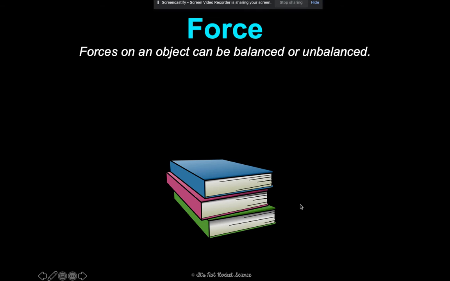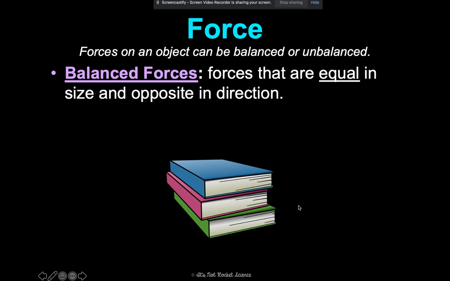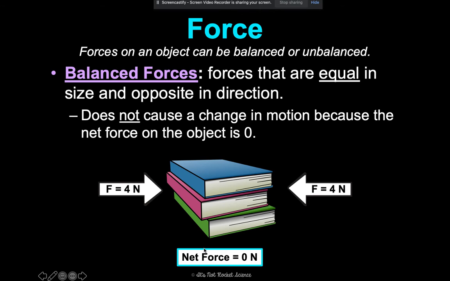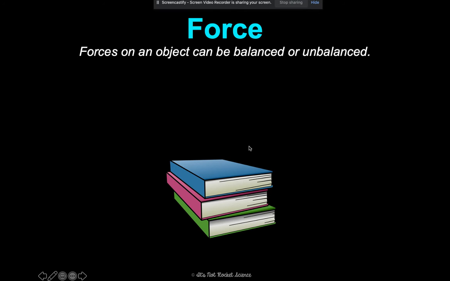We also can have forces that are balanced and unbalanced. So let's talk about balanced first. Balanced forces are those that are equal in size and opposite in direction. So they do not cause a change in motion because the net force on the object is 0. Let's take our stack of books, for example. Let's say someone is pushing the books at 4 newtons to the right, but then someone else is also pushing 4 newtons to the left. So 4 minus 4 is 0. Our net force is 0. We have balanced forces, and they're going in opposite directions.